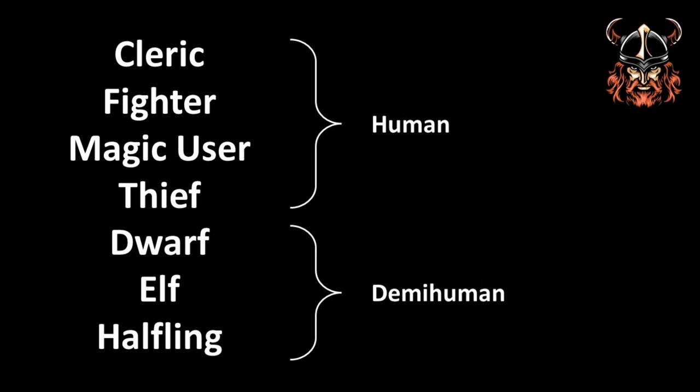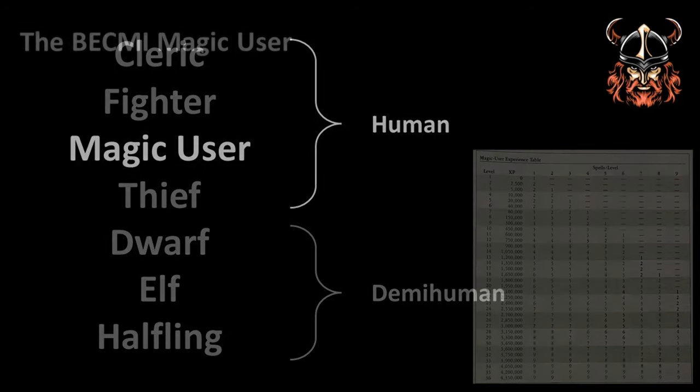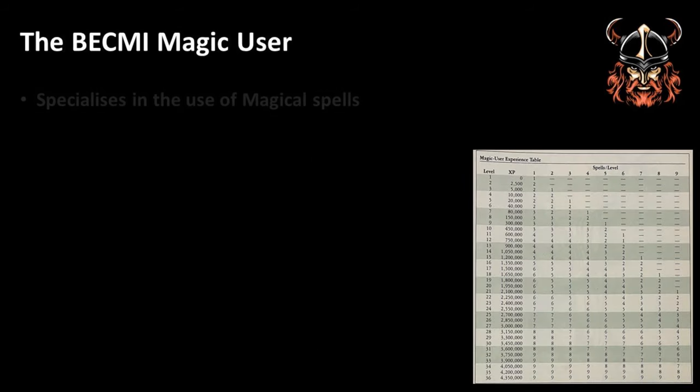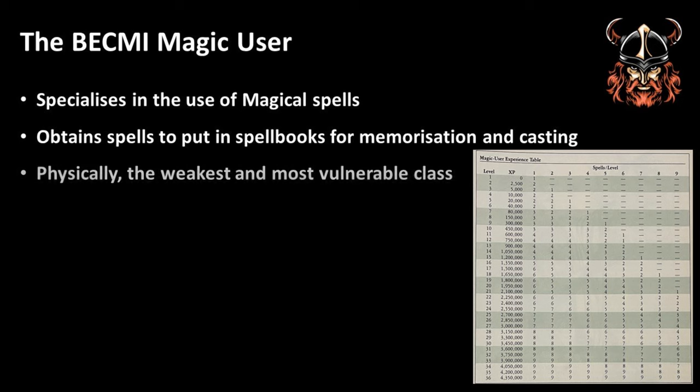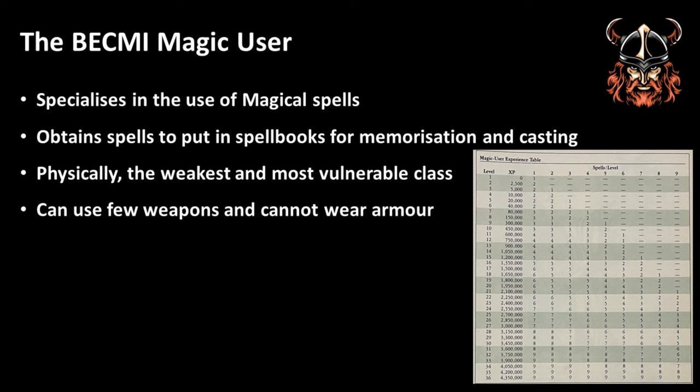Today we're going to look at generating the third character class we come across in the rules, the magic user. We are told that the magic user's main ability is the powers of magic. Magic users find spells and then learn them by putting them into their spellbooks. They study from their spellbook to memorize these spells for casting. Magic users are the weakest class physically. They have, on average, the fewest hit points, and have limited use of weaponry. Also, they cannot wear any armor.